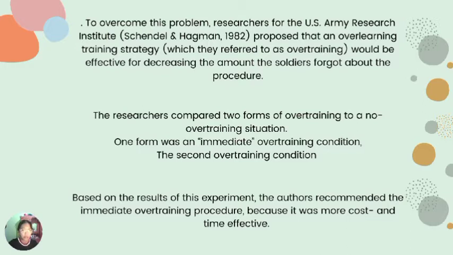Okay, to overcome this problem, researchers for the U.S. Army Research Institute, Skendon Hagman, 1982, proposed that an overlearning training strategy, which they refer to as overtraining, would be effective for decreasing the amount soldiers forgot about the procedure. So the researchers compared two forms of overtraining to a no overtraining situation. One form was the immediate overtraining condition, and the second is the delayed overtraining condition.